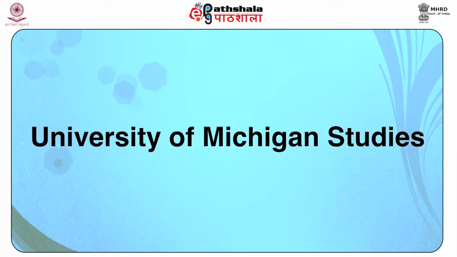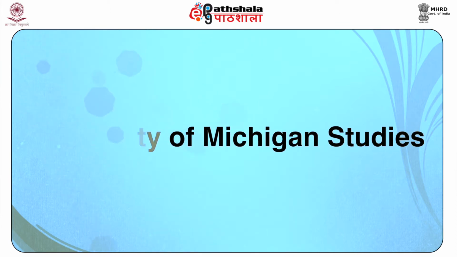The second is University of Michigan studies. At just about the same time as the Ohio State studies, leadership studies were carried out at the University of Michigan to identify leader behaviors which were seemingly related to performance effectiveness. These studies were known as the Michigan studies. Just like the Ohio State studies, the Michigan studies also came out with two dimensions of leader behavior.